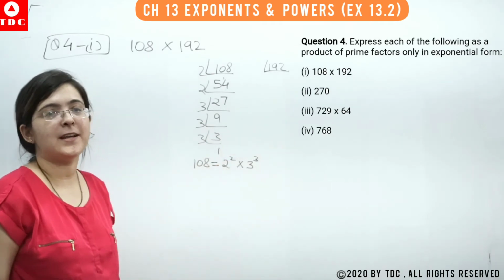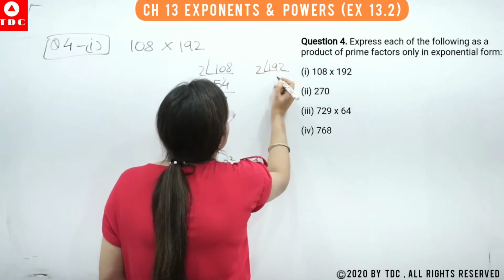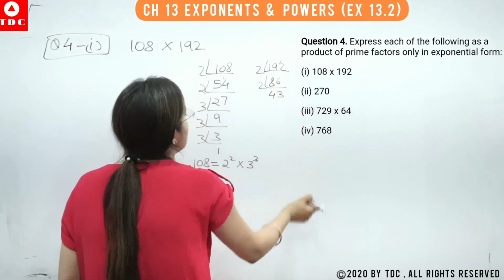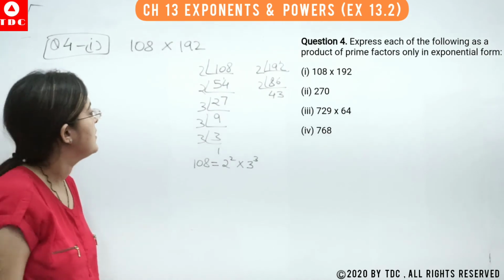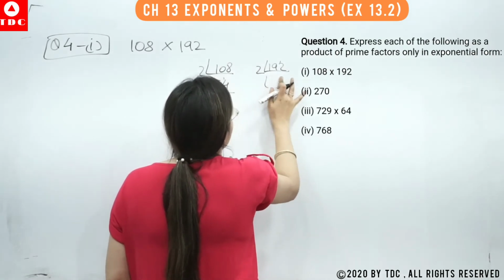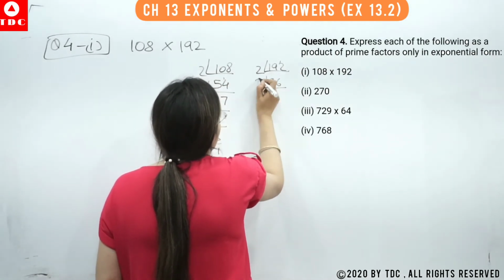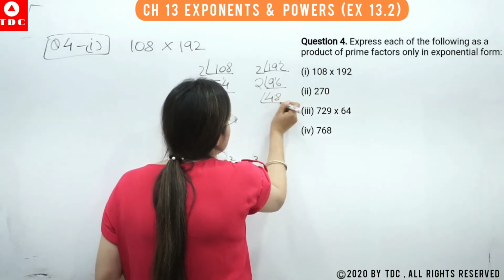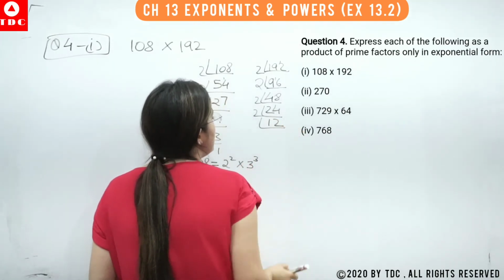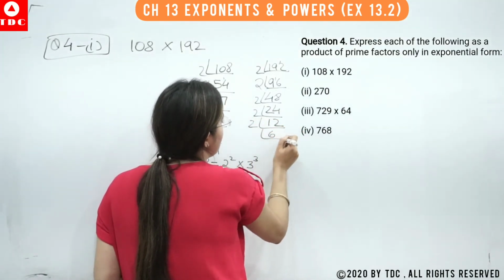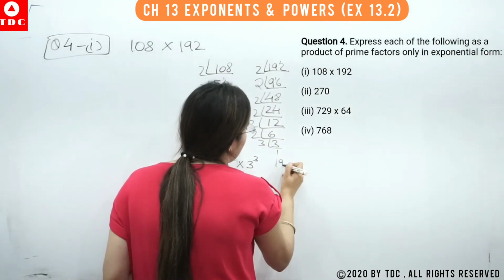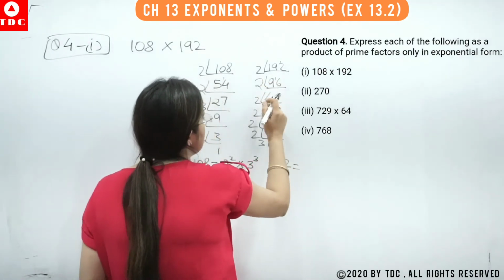Now let's prime factorize 192. 2 9s are 18, 2 6s are 12, 2 4s are 8, 2 8s are 16, 2 2s are 4, 2 4s are 8, 2 1s are 2, 2 2s are 4, 2 6s are 12, 2 3s are 6, 3 1s are 3. So 192 could be written as 6 times 2.